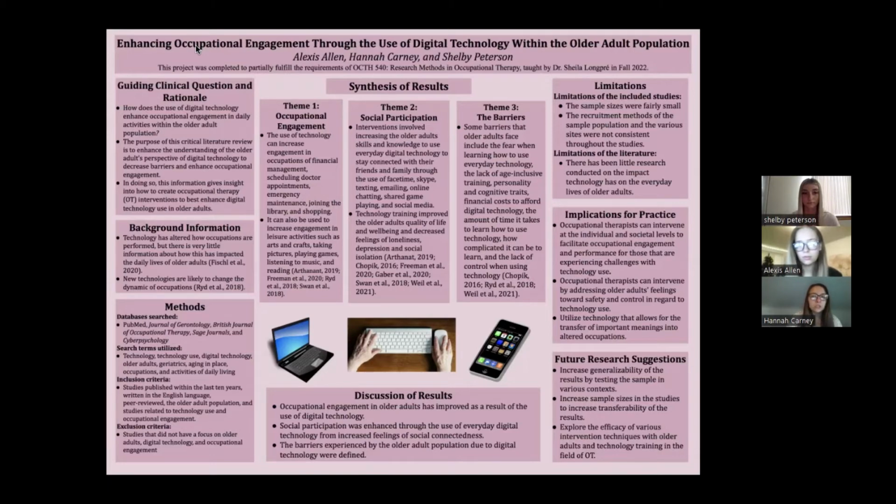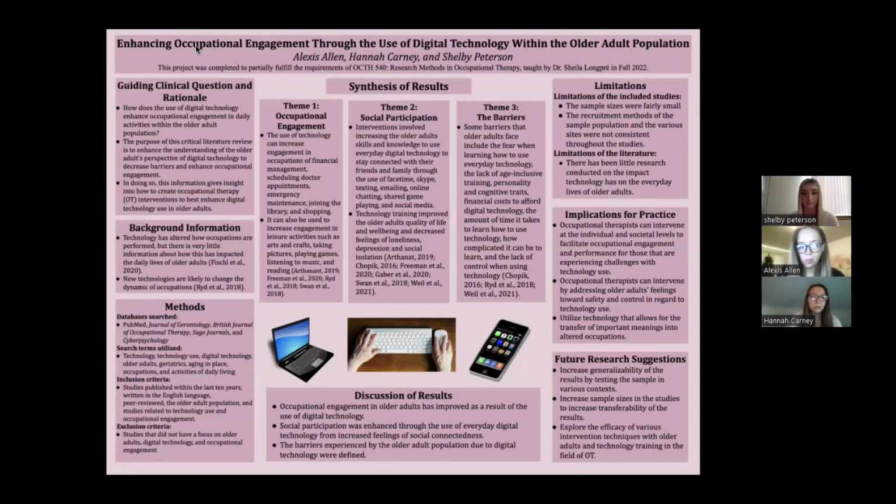The adult population was defined as adults 65 years and older that wanted to learn to use technology. And as we know, technology has altered how occupations are carried out, and there is very little information about how this has impacted the daily lives of older adults. New technologies are likely to change the dynamics of occupations, and studying this among older adults is especially important due to the risk of their occupational engagement and performance. Technology is beginning to be recognized as an issue within the older adult population because they do not have as much knowledge on the use of technology.